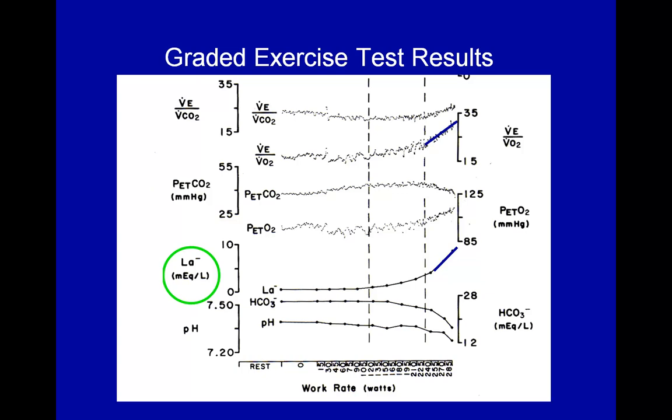So lactic acidosis, the pain that we get in muscles when we exercise, a lot of that is due to lactate. And that makes our pH and our bicarbonate drop. With exercise, we have a metabolic acidosis that's partially compensated by respiratory alkalosis.